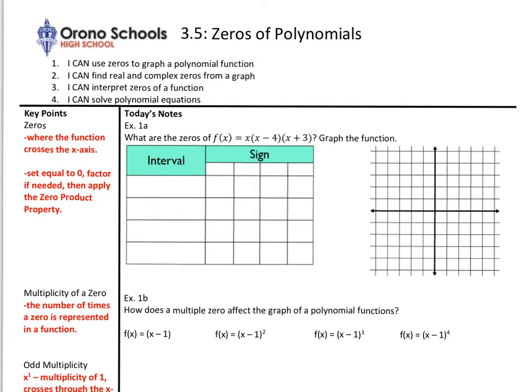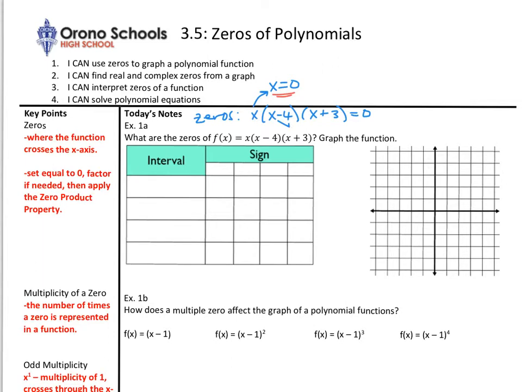To do so, we're going to set the equation equal to 0. So instead of f of x equals, we're going to have x times x minus 4 times x plus 3. And if we set that equal to 0, notice it's already factored. If we apply the zero product property, we're going to set each part equal to 0 on its own. That outside x, if we set that equal to 0, that is a zero of our polynomial. So that's one answer we'll graph.